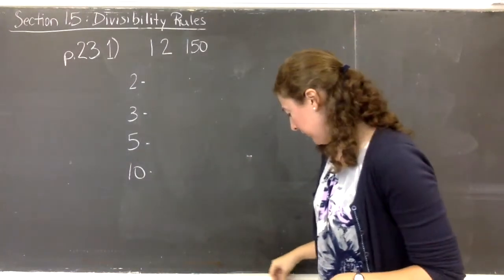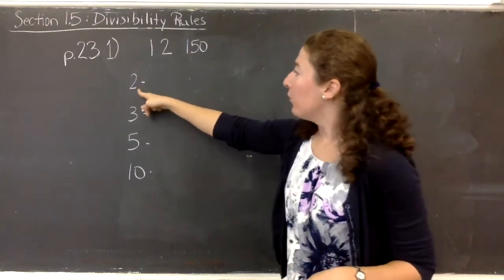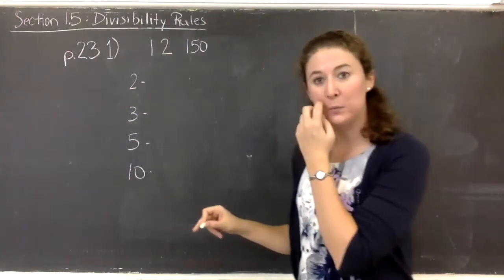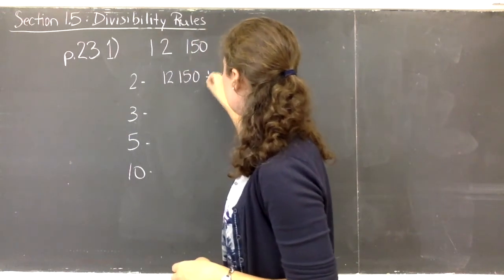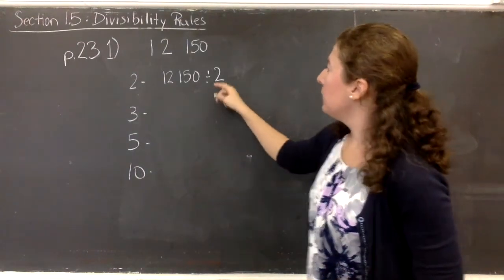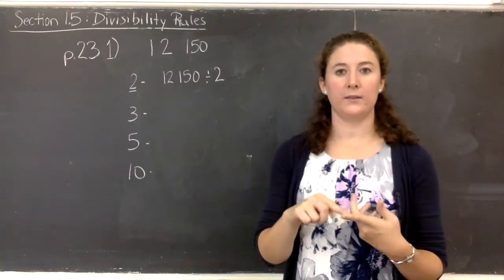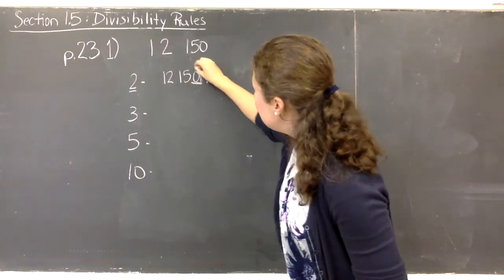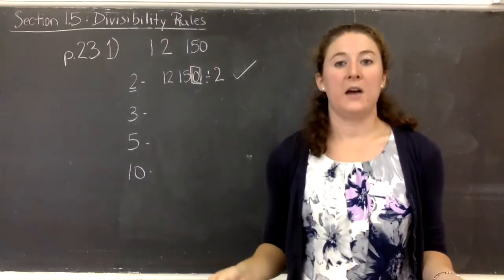So I'm going to think about the rules that I found for divisibility, to find out if I can do 12,150 divided by 2. Is this possible? My rule for 2 is that the last digit has to be a 0, 2, 4, 6, or 8, any multiple of 2. My last digit is a 0. So yes, I can divide it by 2.